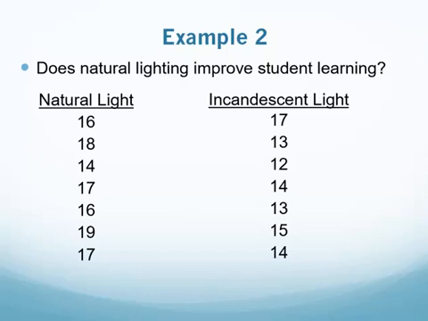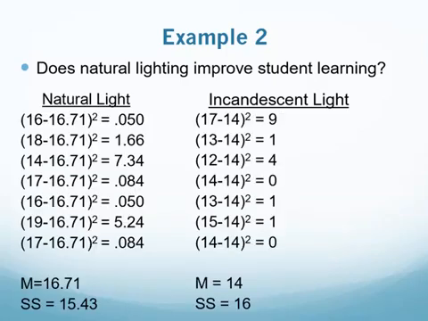All right. So I would use the definitional formula to do this, right? Because I think it's a pretty intuitive way to do it. So in order to do the definitional formula, well, the first thing I need to do is compute my means of each group, right? So if I find the mean of all these scores for the natural light group, I get a mean of 16.71. If I find the mean for all these scores for my incandescent light group, I get a mean of 14. And so what I want to do is find the sum of squares, and ultimately I want to find the standard deviation for each group.